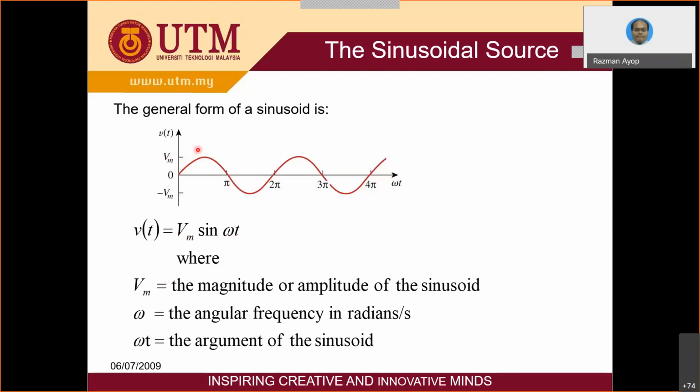So you need to know what this is. W is the angular frequency in radian per second. W is equal to 2 pi f. Wt is the argument of the sinusoidal. This one is in radian, so be careful. If you want to insert this into the calculator, make sure that you change this into degree. How to do this? Wt divided by pi multiplied by 180 degree.